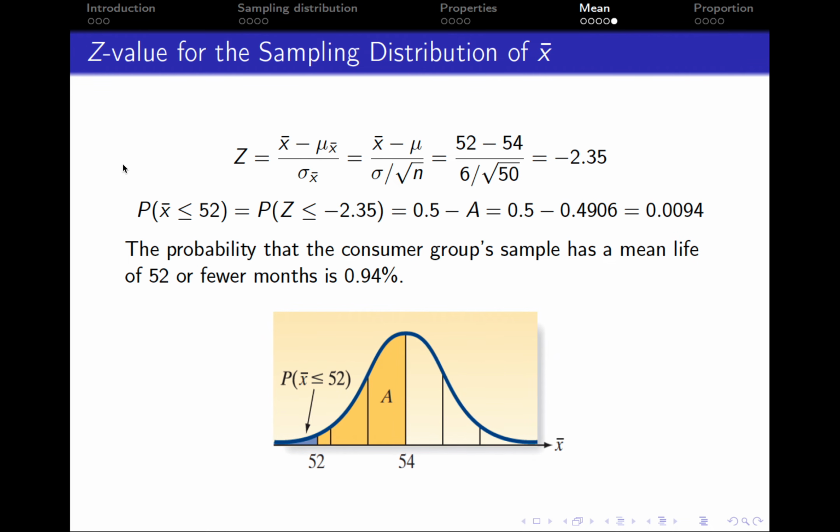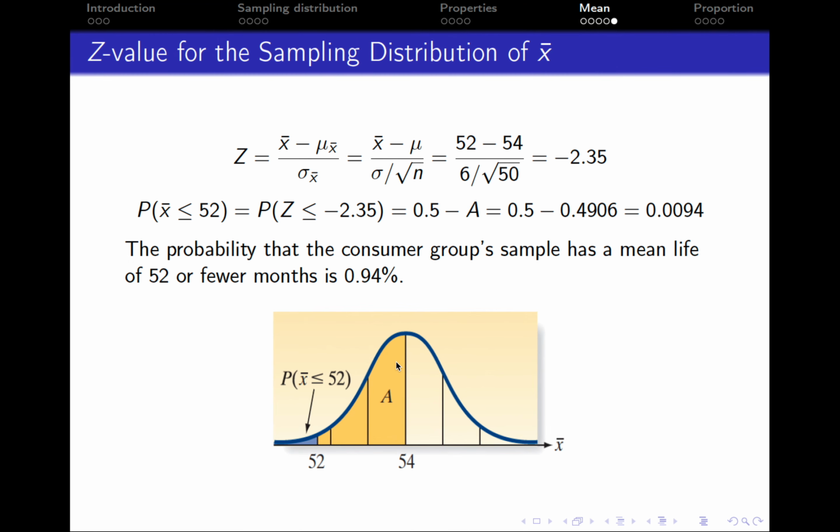So the probability that we are interested in is that the mean life of a battery, so the mean value, is lower than or equal to 52, which is equivalent to estimating the probability that the z-score is lower than negative 2.35. As always, we can make a graph for better understanding of the situation. So 54, this is the so-called claimed to be true population mean, we put it in the middle of the distribution. And we are interested in the part of the distribution to the left of 52, so everything that is lower than 52.